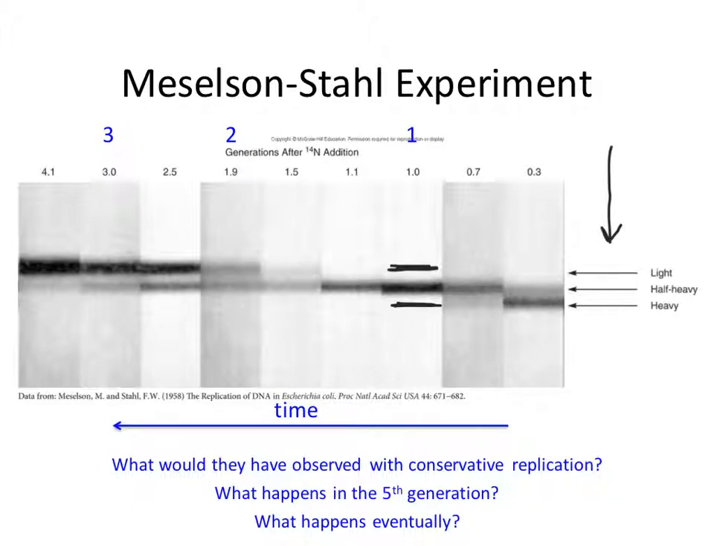Any questions about Meselson-Stahl? So the way I'm going to ask you to interpret this or use this information in the future is to potentially draw what would you expect if conservative replication was really how DNA replicated. What would this look like? That's one way I might ask a question about this.